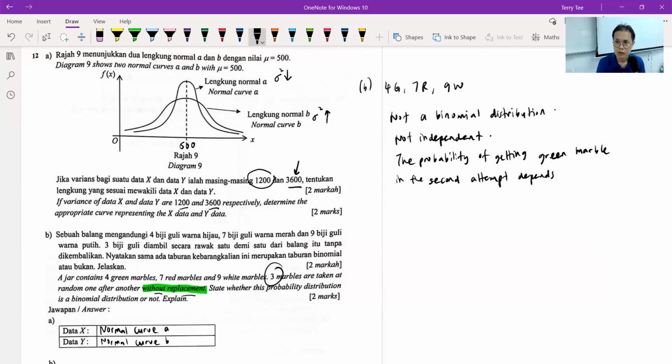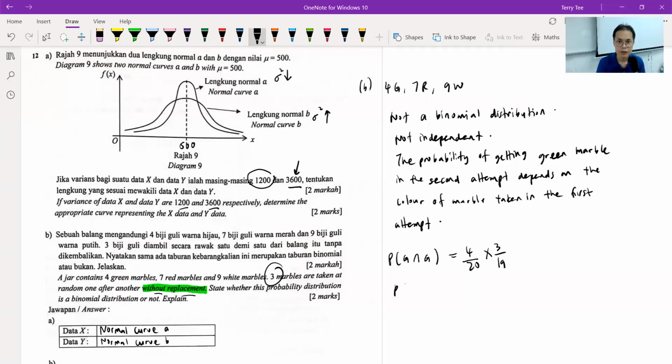depends on the color of marble taken in the first attempt. For example, to explain this further, let's say I get green in the first attempt, then I get green in the second attempt. First time green is 4 over, how many marbles you have here? 20. Second time green will be 3 over 19.